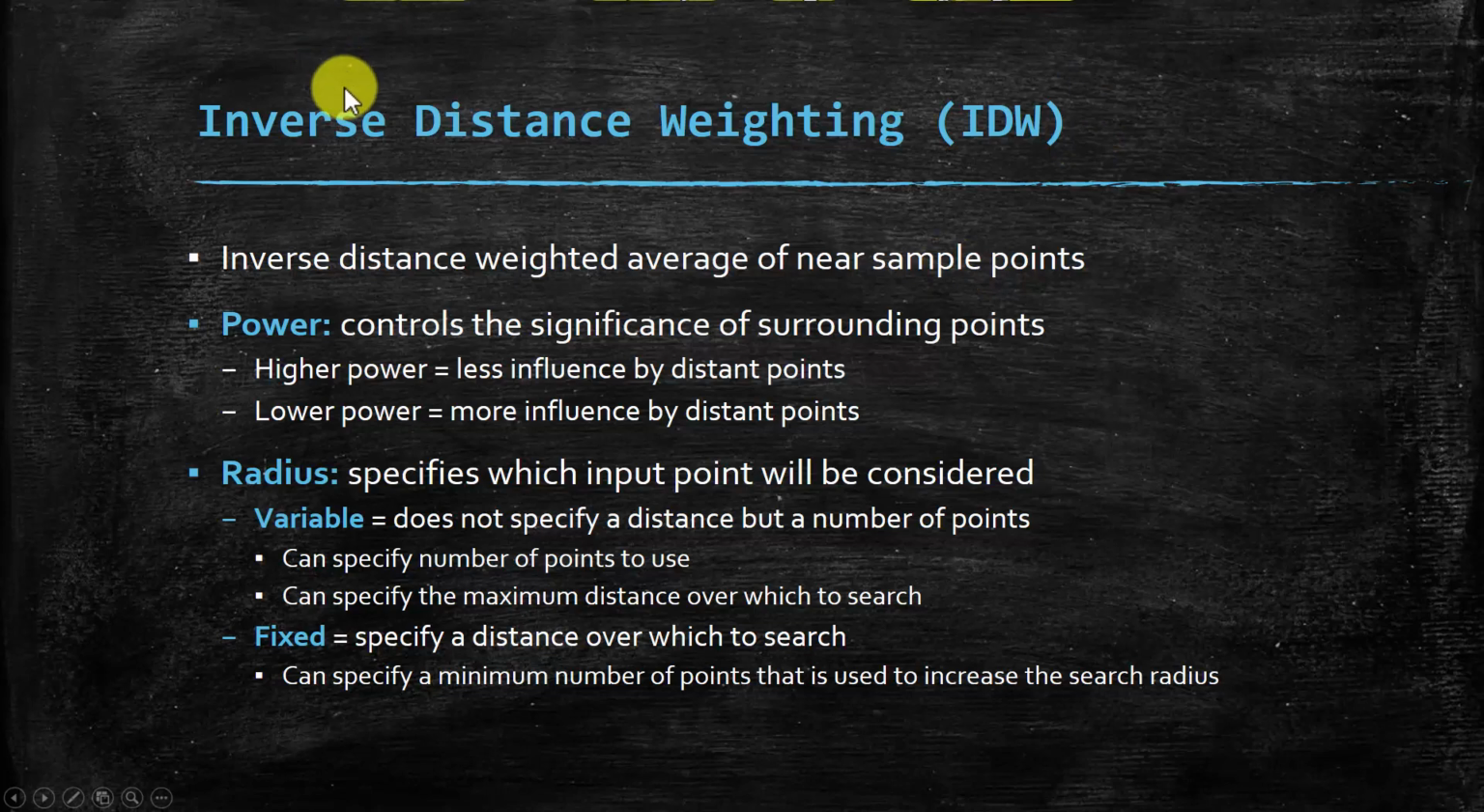When you run inverse distance weighting, there's a couple of different settings that can impact the output and the prediction. One is the power. This controls the significance of surrounding points. You can think of this like powers on a polynomial. So higher power equals less influence by distance, and lower power equals more influence by distance. The higher the power, the more weight the near points will have, and the less weight the distant points will have. The lower the power, the further points will have a higher weight than they would have with a higher power. So how do you know what to use?